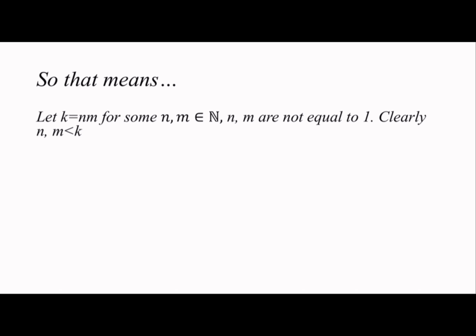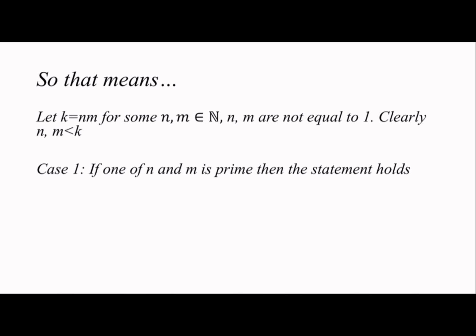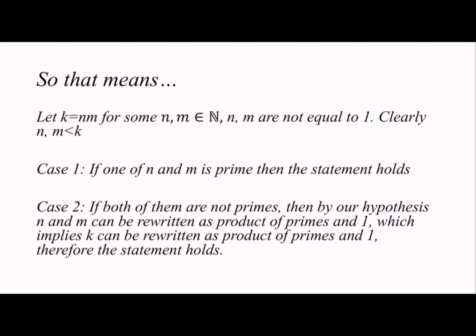So let's continue. That means we can let k equal n times m for some natural numbers n and m that are not equal to 1, and clearly n and m are smaller than k. Case 1, if one of them is prime, then the statement holds very clearly. Case 2, if both of them are not primes, then by our hypothesis, n and m can be written as a product of primes and 1, which implies k can be rewritten as a product of primes and 1. Therefore, the statement holds.